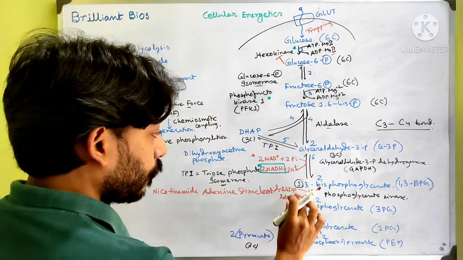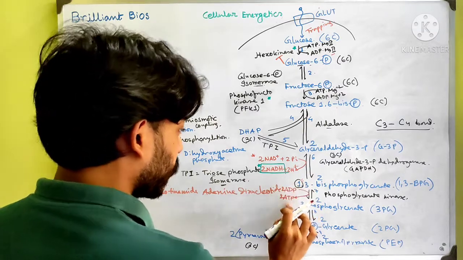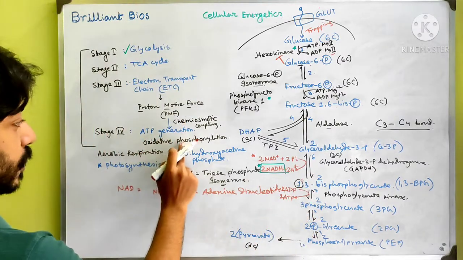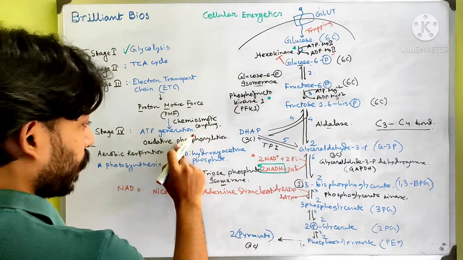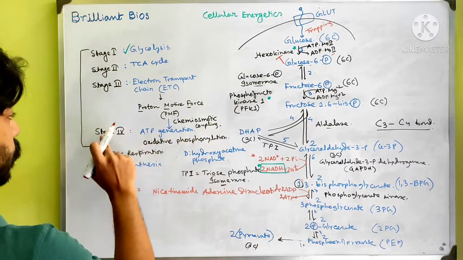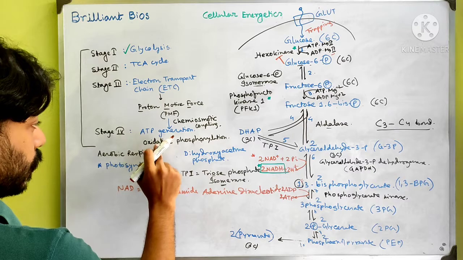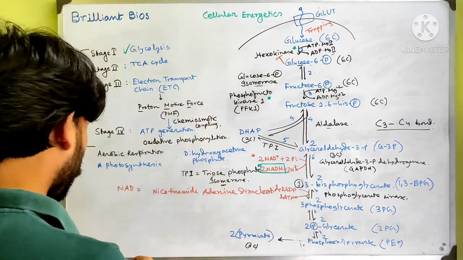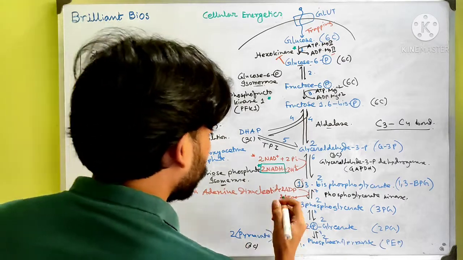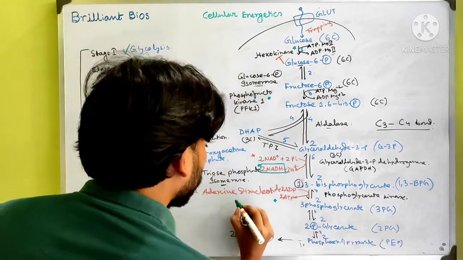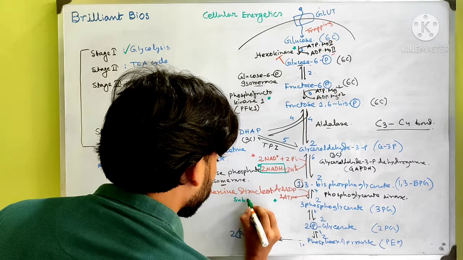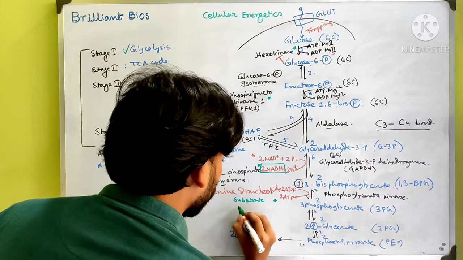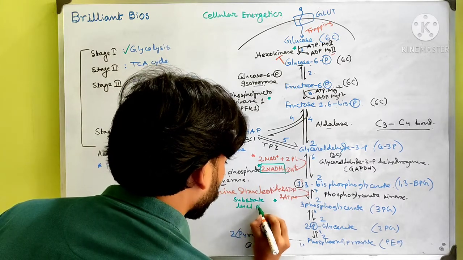Now this type of generation of ATP is not oxidative phosphorylation. I mentioned in my first video that the ATP generation at stage 4 is called oxidative phosphorylation, but this type of ATP generation, you must remember this, is called substrate level phosphorylation.